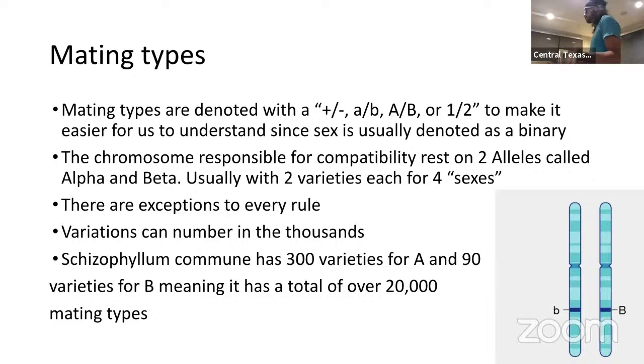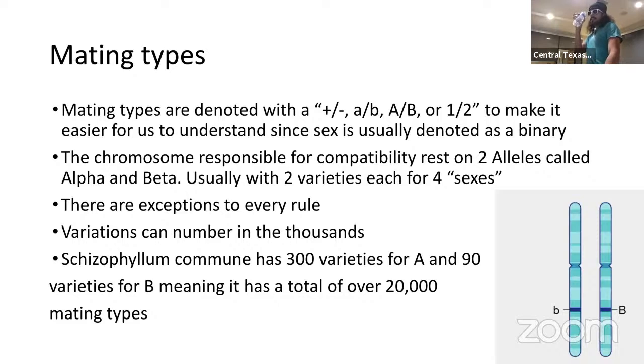But again, there are exceptions to every rule. So we're very dependent on species. Some of them have 3. Schizophyllum commune has 300 variations for alpha and 90 variations for B. So it has 200 compatible mating types. That's usually what you see online saying, oh, this mushroom has 200 different sexes or 200 different genders. Gender is very wrong. Sex is more accurate, but even that isn't super accurate. It's very compatible is the best way to put it, a little flirty.